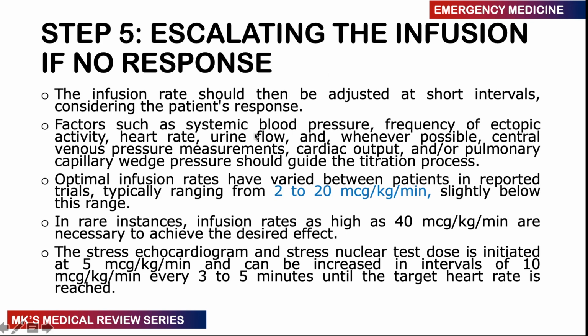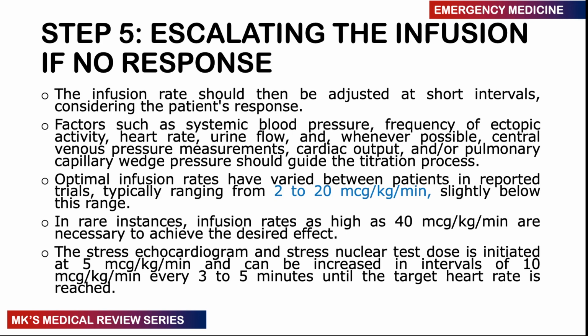So the factors that you're going to be putting into play are things like your systemic blood pressure, your frequency of ectopic activity, your heart rate, urine flow, and whenever possible, central venous pressure measurements, your cardiac output, or your pulmonary capillary wedge pressure. These are going to be used to titrate how much you're going to be giving. But generally, optimal infusion rates vary between patients, but typically are going to range between 2 to 20 micrograms per kg per minute. They may be slightly below this range. In some rare instances, you may go even as high as 40 micrograms per kg per minute.